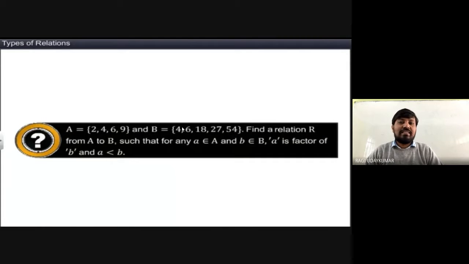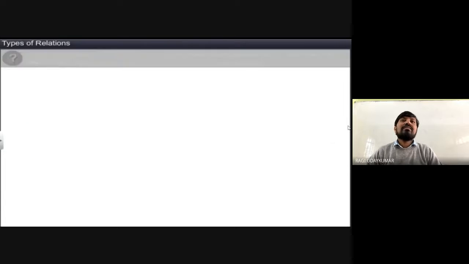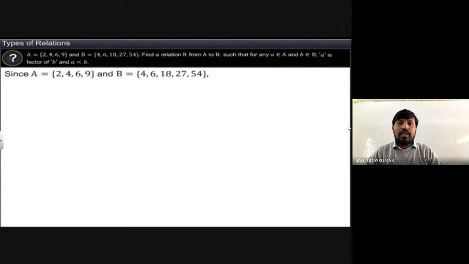Suppose let us take one example here. A is the set {2, 4, 6, 9} and B is the other set {4, 6, 18, 54}. Find a relation from A to B such that a belongs to A, b belongs to B, such that a is a factor of b and a is less than b. Factor means the first element should be a factor of the second element, and the Cartesian product will contain the ordered pairs.